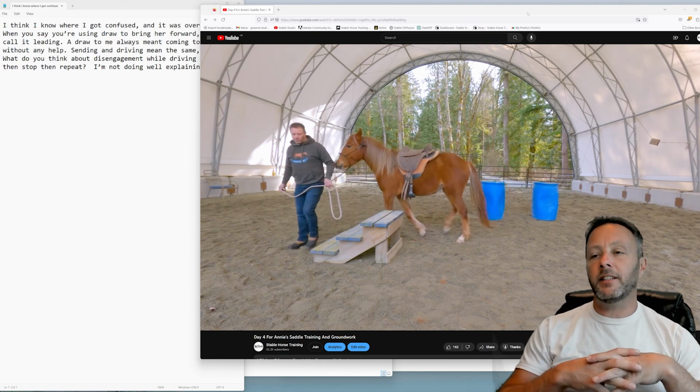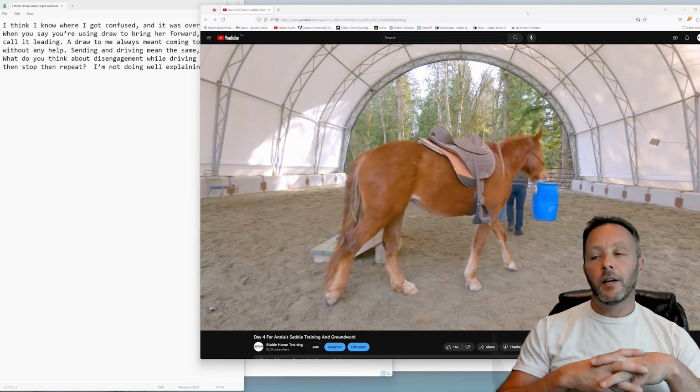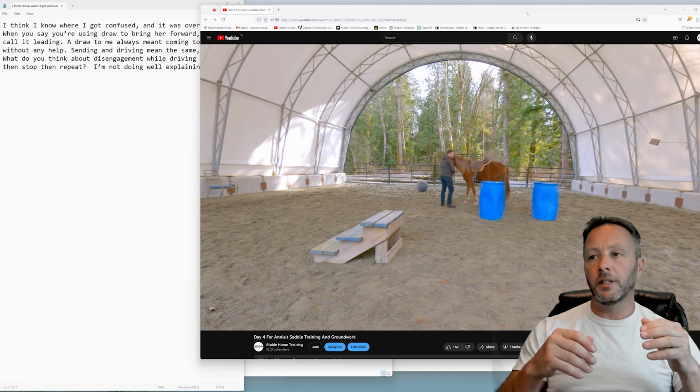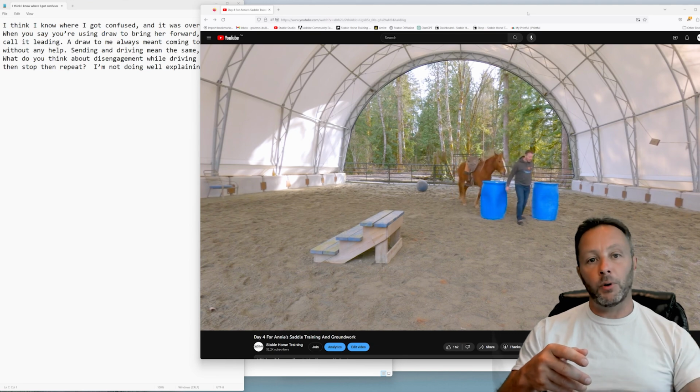So a draw activity doesn't always have to be leading. You can actually draw a horse into a turn when you're riding. So for example, if you're sitting on a horse and you need to turn left or right, obviously, you can draw a horse into that turn by just putting a hand out.